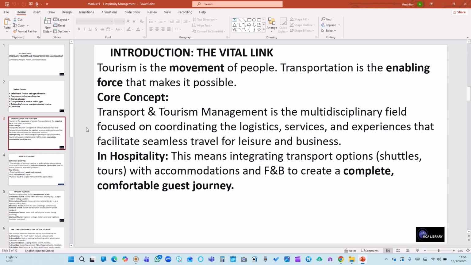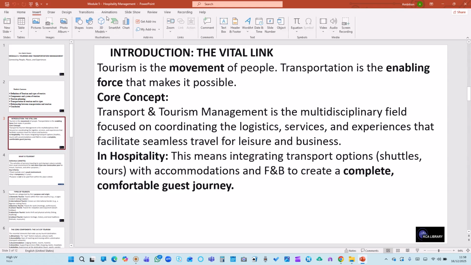The core concept. Transport and tourism management is the multidisciplinary field focused on coordinating the logistics, service, and experience that facilitates seamless travel for leisure and business. In hospitality, this means integrating transport options like shuttle tour with accommodation as well as food and beverage to create a complete, comfortable guest journey.